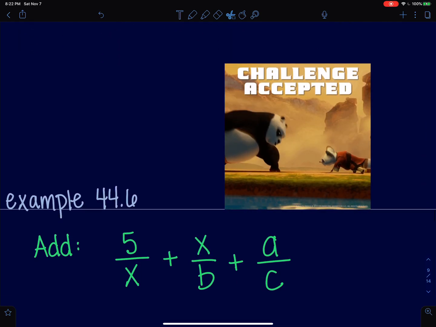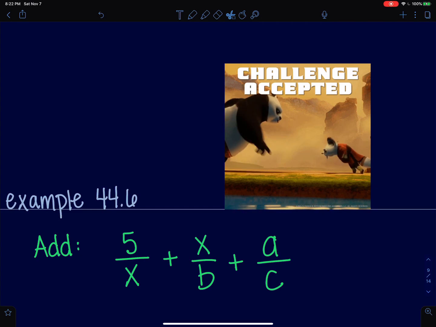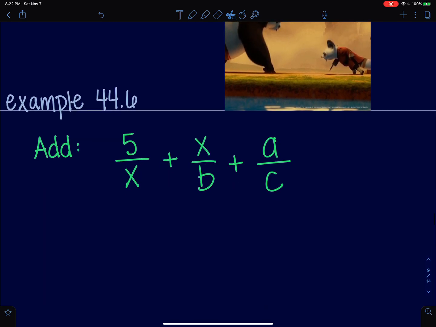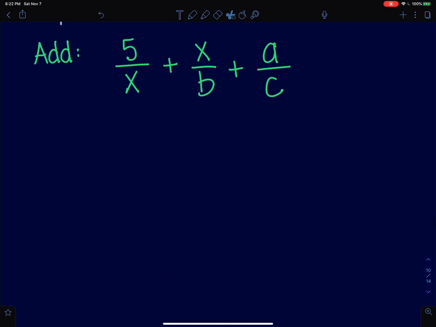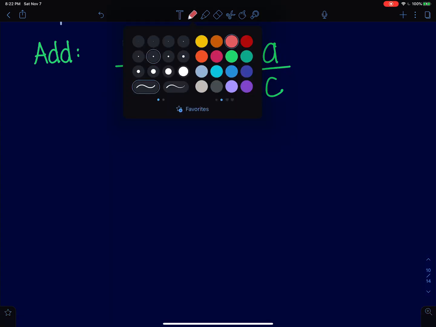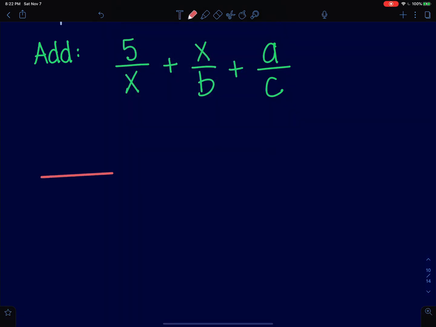The next one, challenge accepted. Do you accept the challenge of the next one? Let's do it. Let's do it. Okay, now, again, we're adding three things, three fractions. None of the denominators are the same. So step one, I'm going to write three fraction lines. 1, 2, 3. Now, what goes on the denominator?